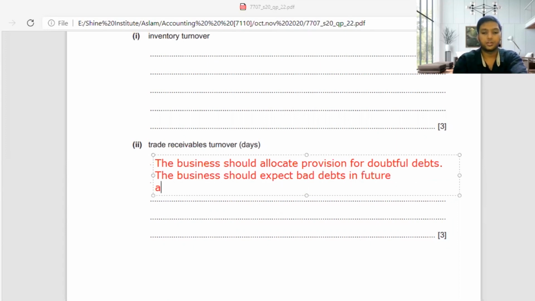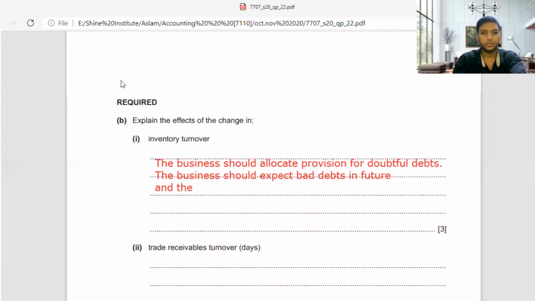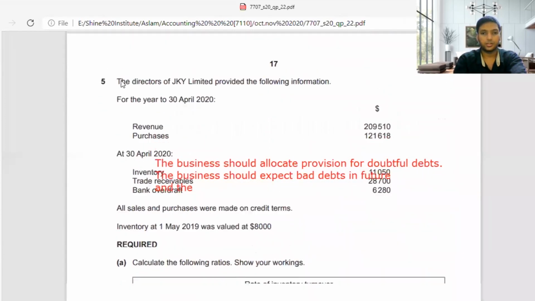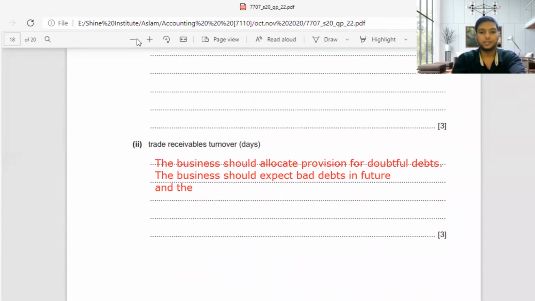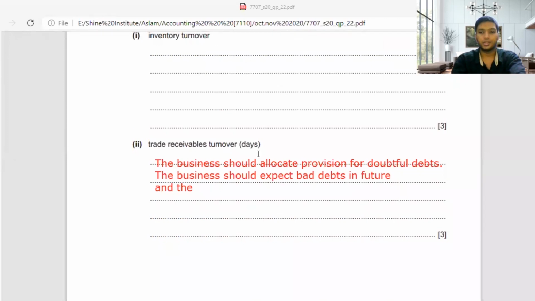And the business, and what is the business name? I forgot it. I'm saying business and business. Let me see. Is there any business name for this? JKY Limited. So it's better you use JKY Limited rather than saying business, guys. So I'll erase this off. The JKY Limited should allocate provision for doubtful debt. The business should expect bad debts in future, and the JKY Limited.